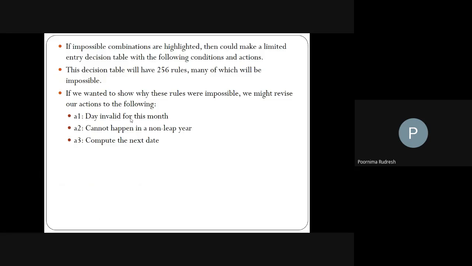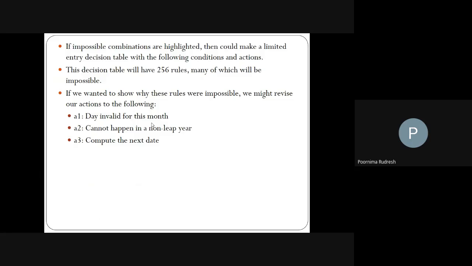So if impossible conditions are highlighted, then we could make a limited entry decision table with the following conditions and actions. So here we are using these conditions and actions. The decision table will have 256 rules, and among the 256 rules, many of the rules are impossible. If you want to show the rules which are impossible, then we can revise the actions, because here A1 is the day invalid for this month. Suppose for February, if we say it is 30 days, then it is impossible.